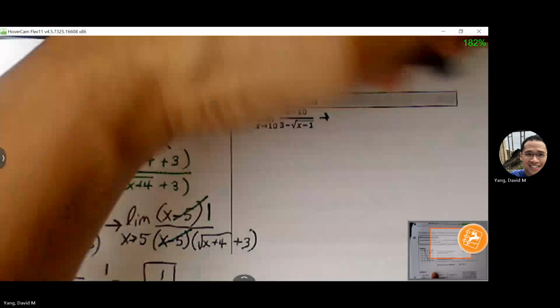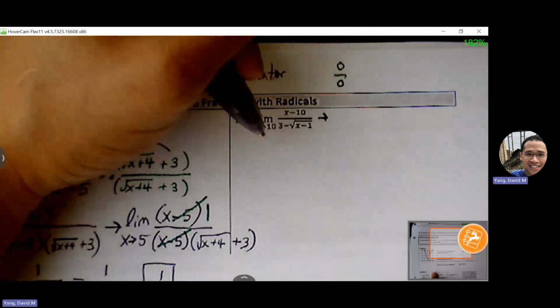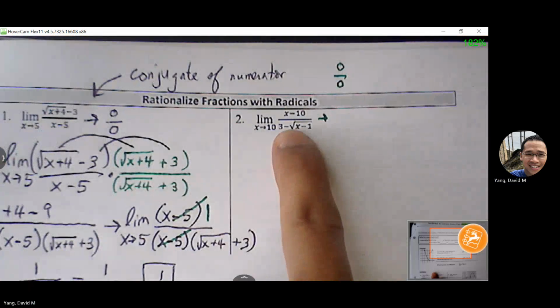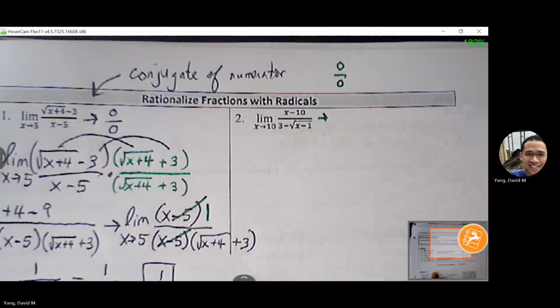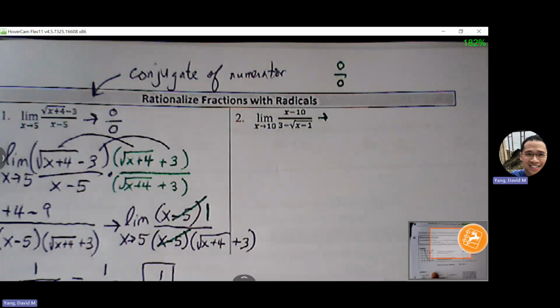Okay. What's the conjugate that we want to multiply by? Okay, 3 plus, right? So we only change the sign between the 3 and the square root, but don't change what's inside the radical. All right, try that. Try those steps, and I will go through them one by one.